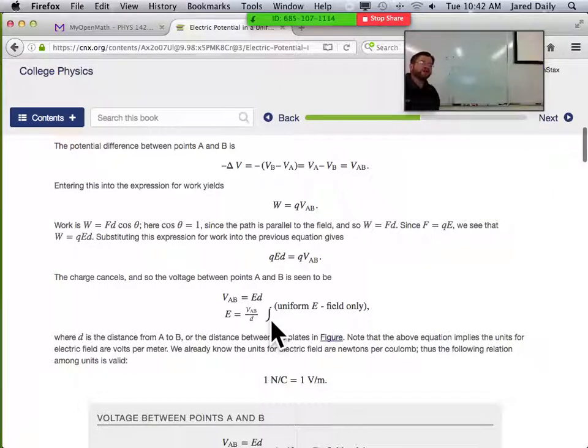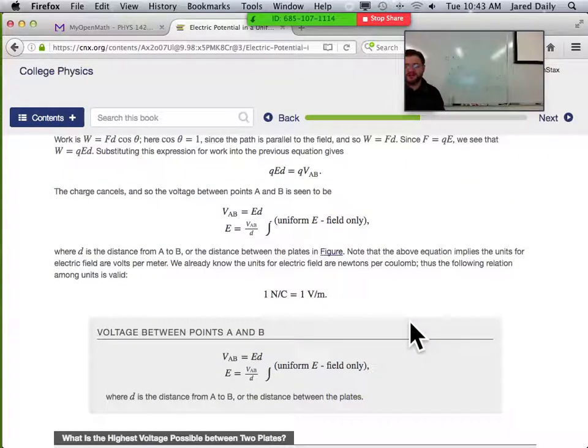However, the only reason this is working is because we're assuming that our electric field is the same everywhere. We're assuming that there's nothing changing as we go from point A to point B. If the electric field stays the same between A and B, this works. If it's changing, it doesn't work. So this works for what we call a uniform electric field. D_AB is the distance from A to B.